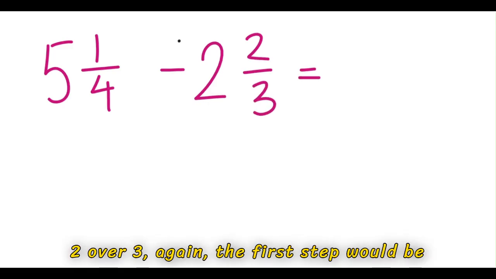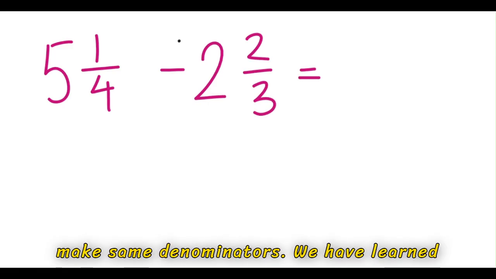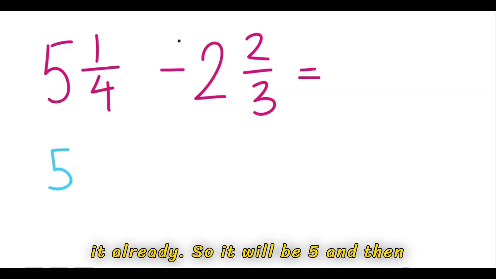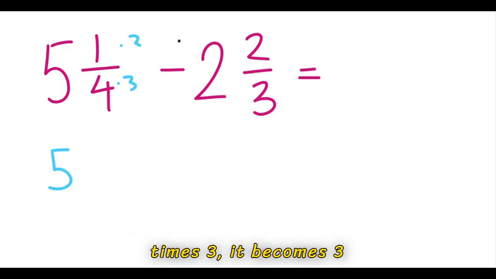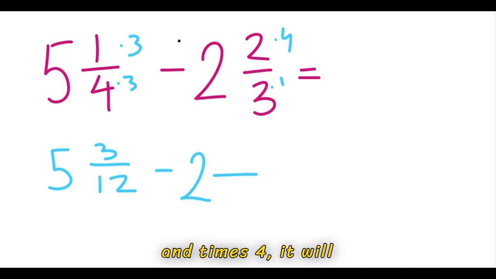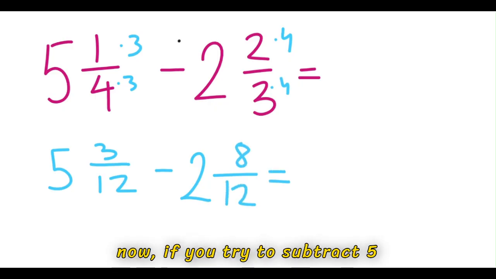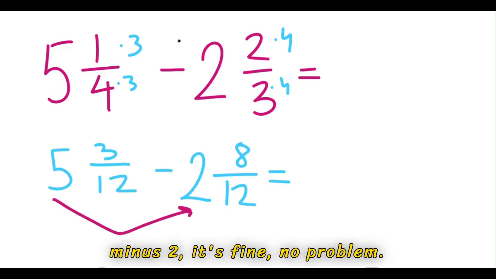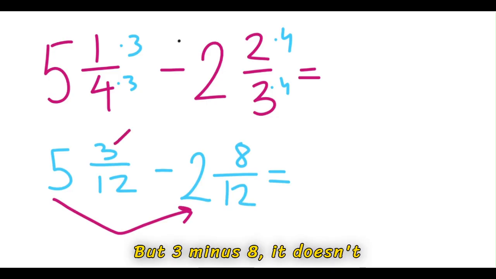Again, the first step would be make same denominators. We have learned it already. So it will be 5 and then times 3, it becomes 3 over 12 minus 2 and times 4, it will be 8 over 12. But now if you try to subtract 5 minus 2, it's fine, no problem. But 3 minus 8, it doesn't work.